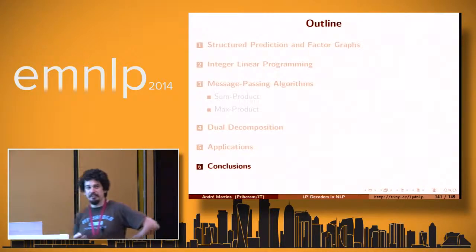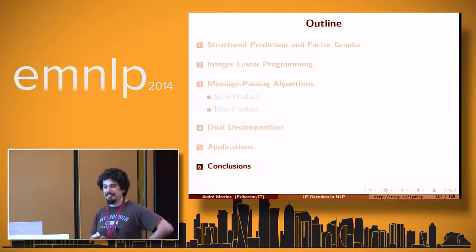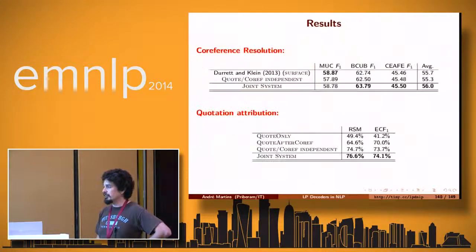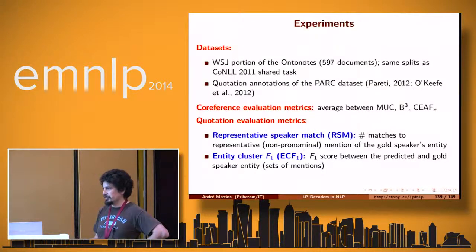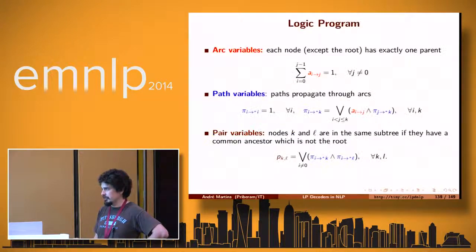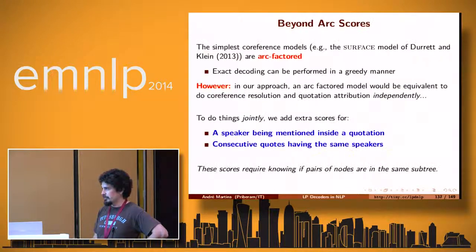Yeah, that's a great question. In coreference, nobody has done that before. The only higher order features that we used, it's not really second order, were the ones that involved quotations. So basically these two cases: if a speaker is being mentioned inside a quotation, or if you have consecutive quotes with the same speakers. We did not use second order arcs in the tree.